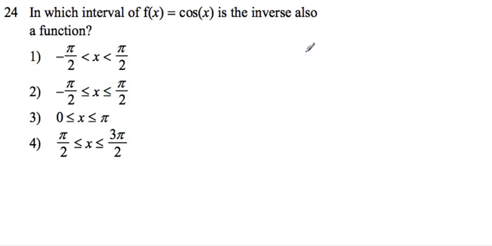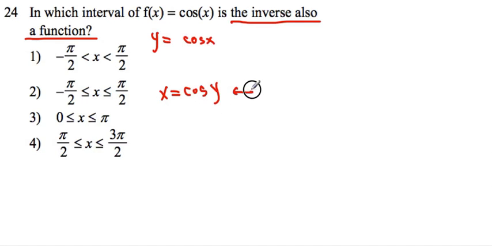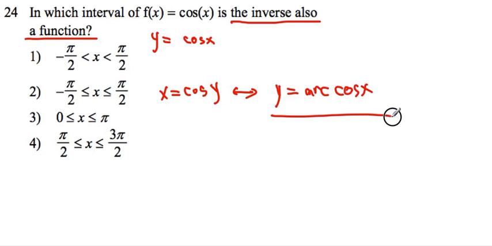Number 24. Which interval of this one is inverse also a function? You see, in this case, we are looking for the principal value of the inverse of the cosine. In other words, if I were to just write it up, cosine of x, inverse of that becomes x equals cosine of y, which is equal to y equals arc cosine of x. In order for this one to be a function, our angle has to be 0 to pi. Principal value is 0 to pi.